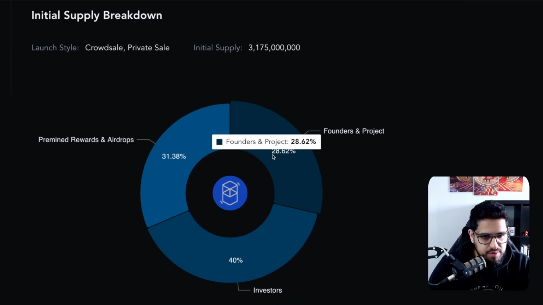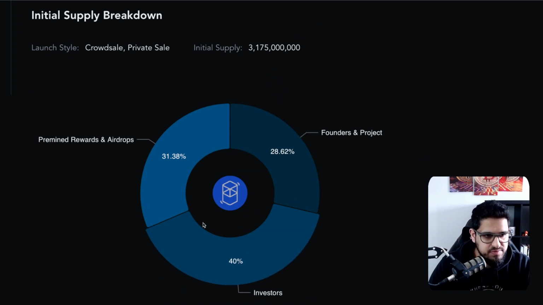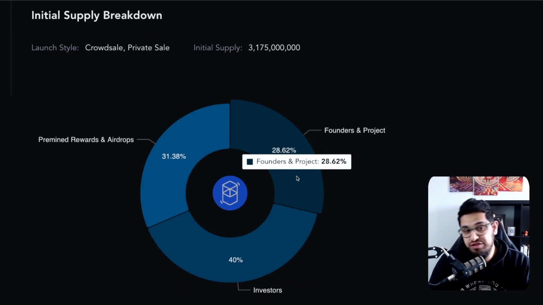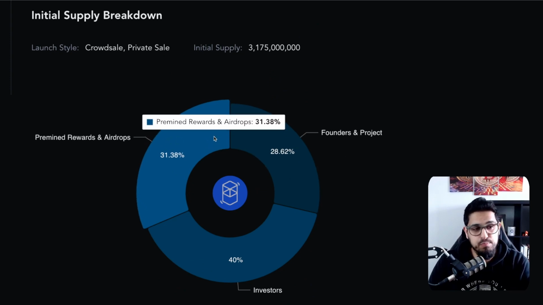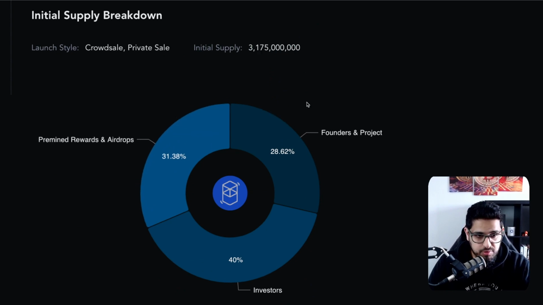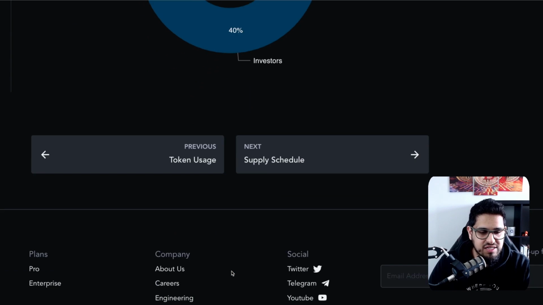So the initial supply breakdown went 40% to investors. Okay, we saw 28.62% go to the founders of the project, and then 31.38% went to pre-mine rewards and airdrops. Okay, and again, that was of the initial supply. That's the initial supply breakdown of how it went out.